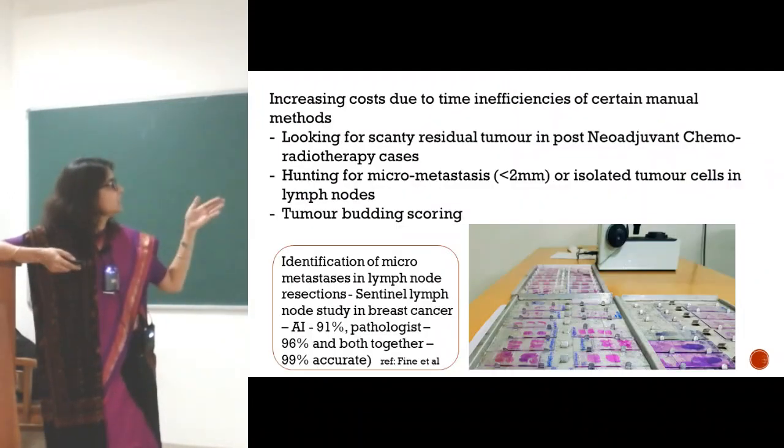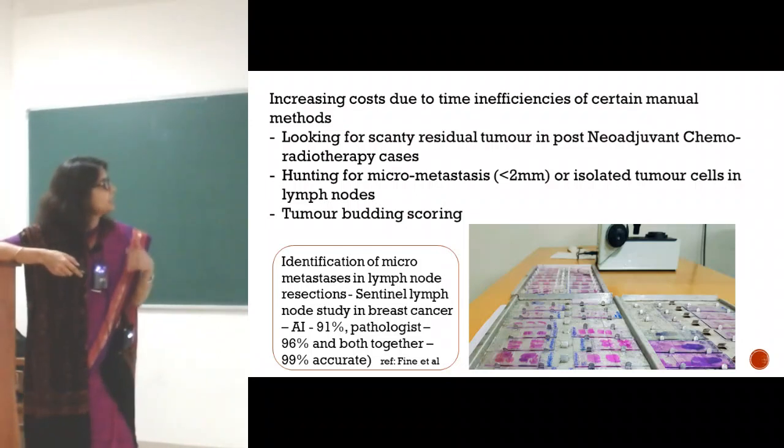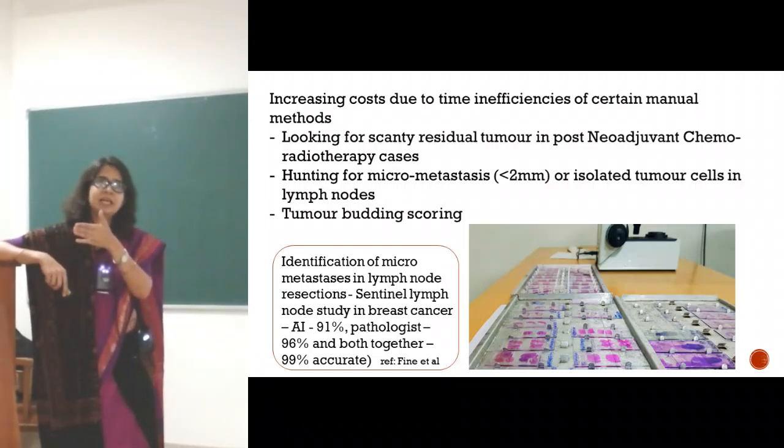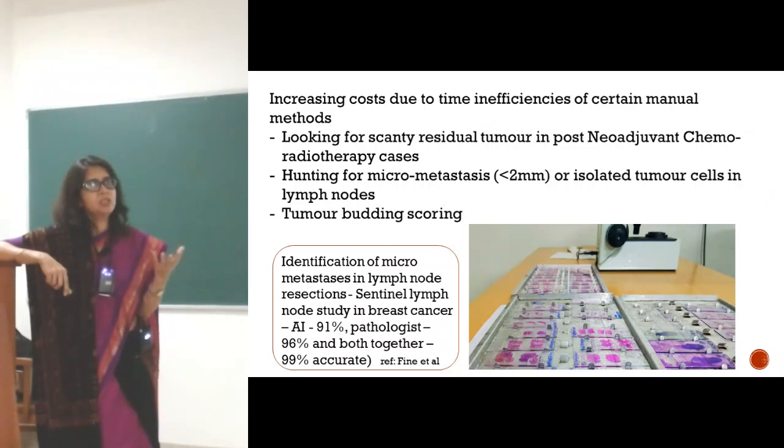And then the cost cutting. He told you about radiation and chemotherapy in breast cancer. So there's something called neoadjuvant chemoradiation. That is, before the patient is operated, they are given radiation and chemotherapy, and then if the patient has breast cancer, the breast is operated. This improves survival. This is the common treatment protocol that is followed for breast cancer patients.